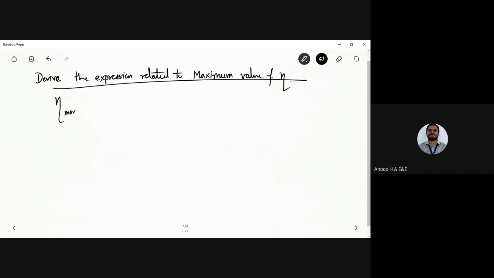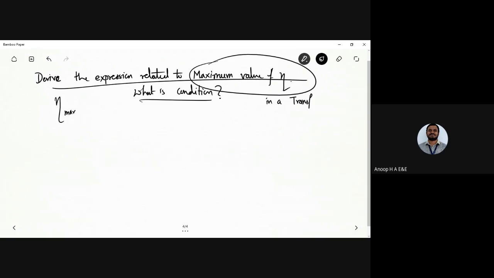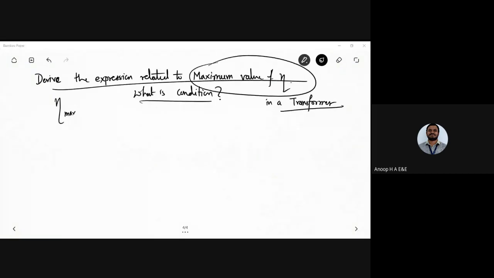So what is the condition? Can anyone recall what is the condition for it? What is the condition for maximum value of efficiency in a transformer? What is the condition? Mohan?